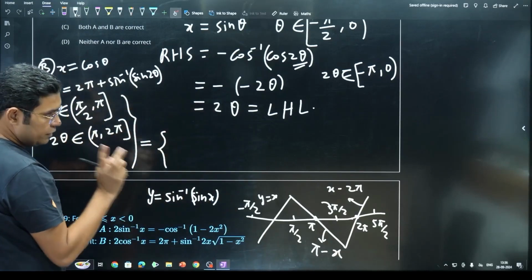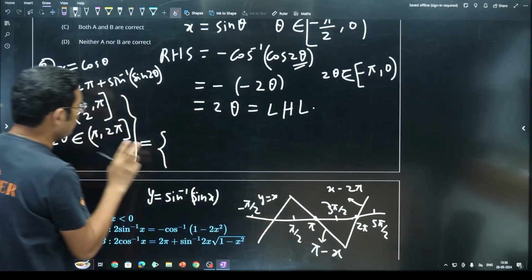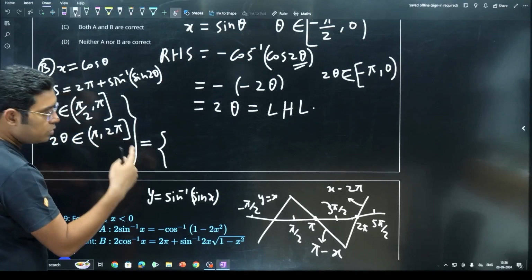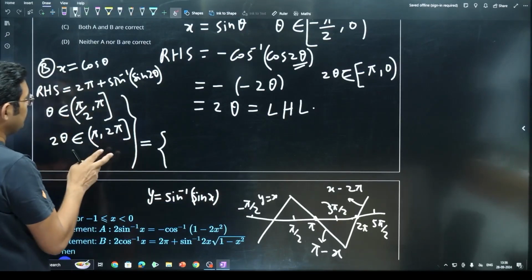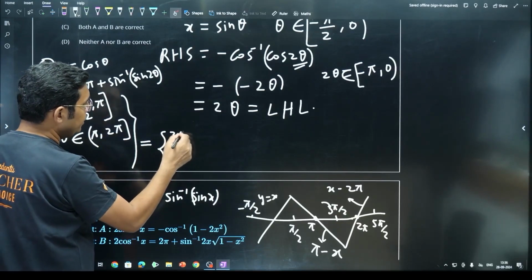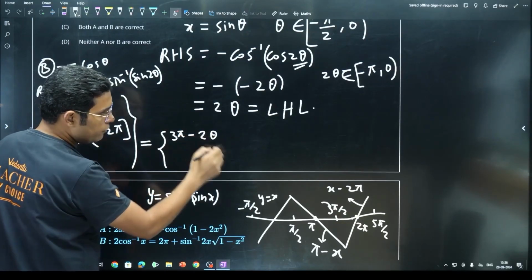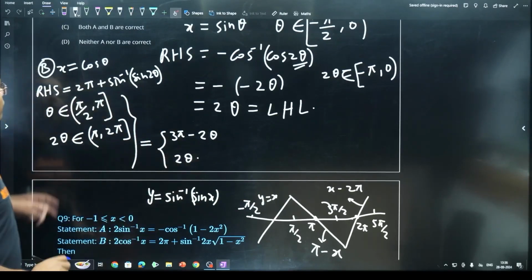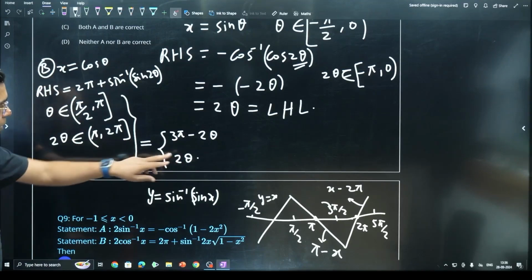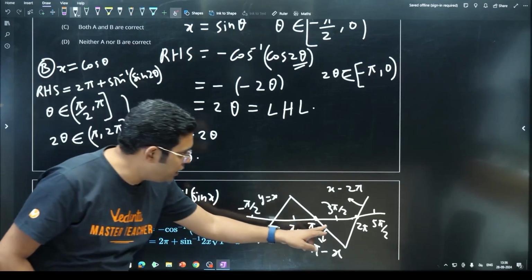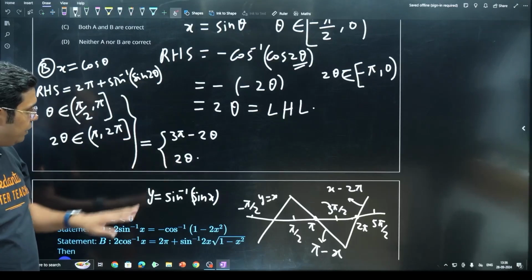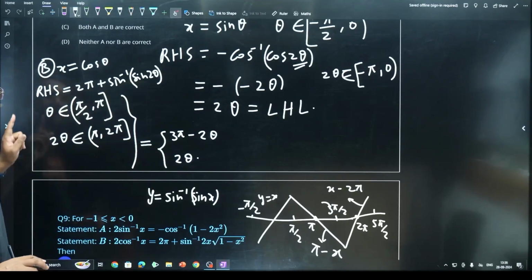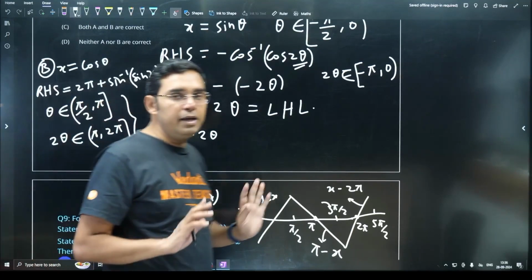So for the first interval, pi to 3 pi by 2, because my 2 theta is from pi to 2 pi, so for 2 theta from pi to 3 pi by 2, it will be pi minus x. If I put it here, you get 3 pi minus 2 theta. And for the other part, 2 pi will get cancelled and we will be getting 2 theta. And we put x as cos theta, so this other part, the second interval, from 3 pi by 2 to 2 pi, will be 2 cos inverse x, but for the first part it will not be 2 cos inverse x. So you can check that statement A is correct, but statement B is not correct.